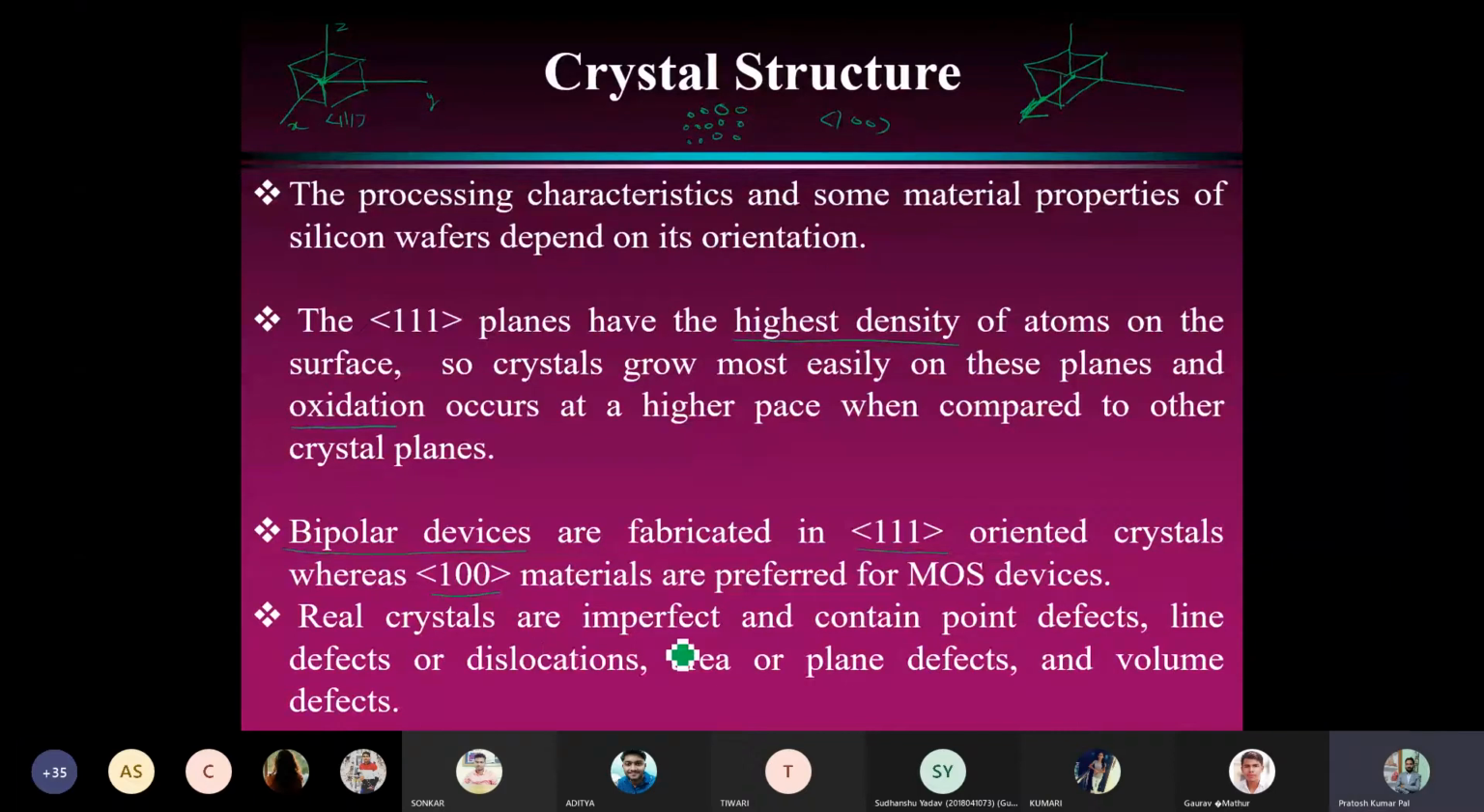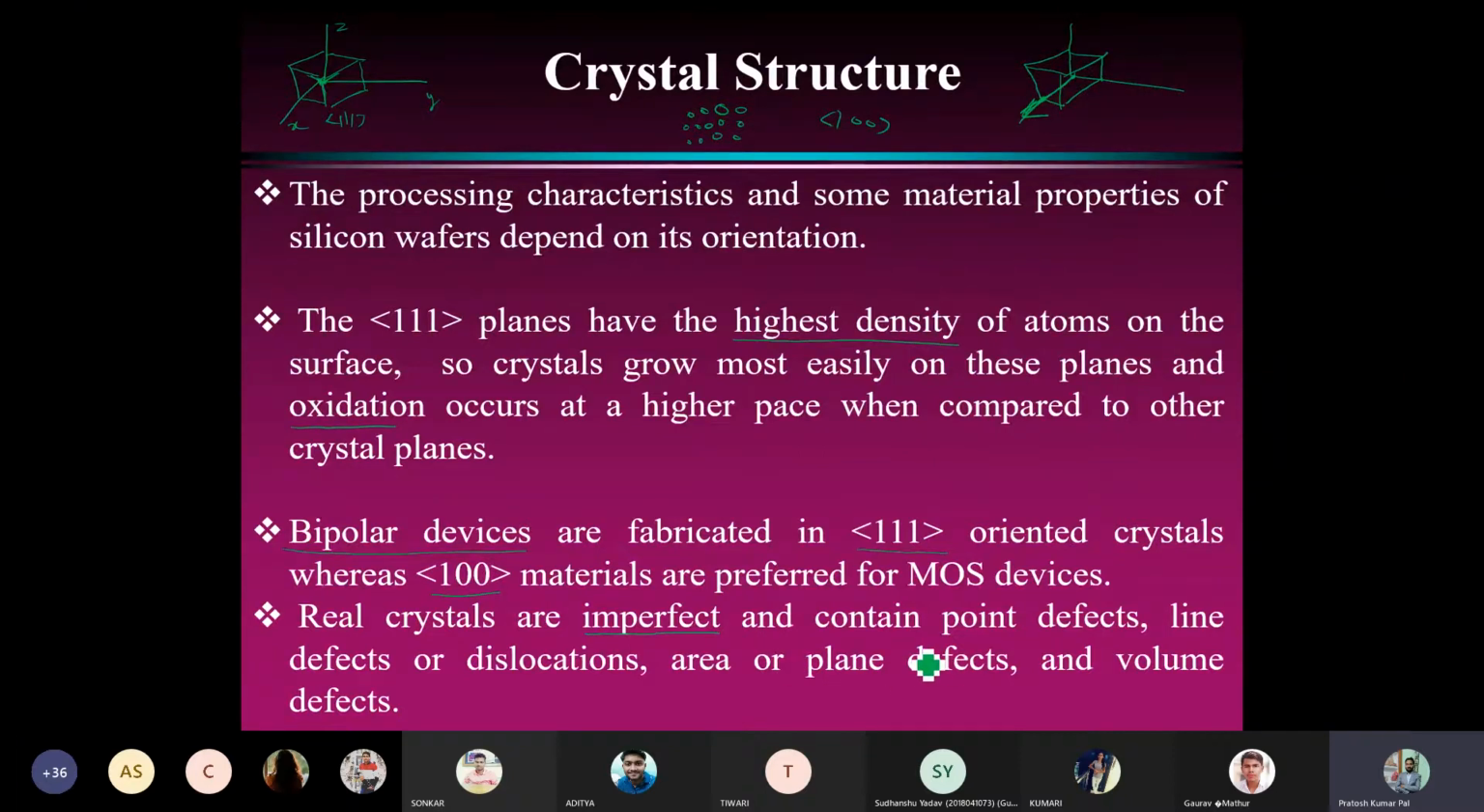Okay, the real crystals are imperfect and contain point defects. Generally, once we are preparing a crystal, a wafer that is made up of different crystals of silicon or a different element, obtaining the wafer is a very tedious process. So there may be different imperfections. Okay, so generally the crystals are imperfect because of different types of defects present.